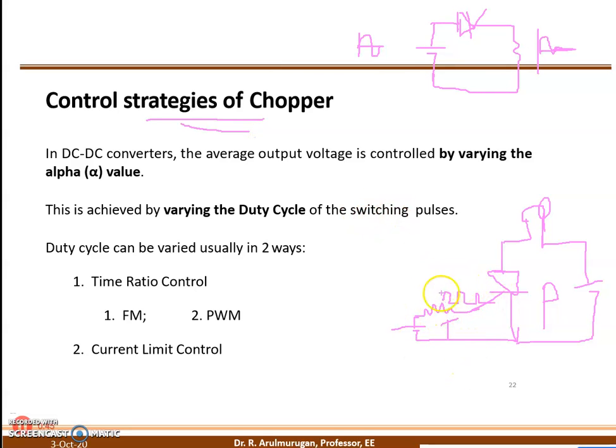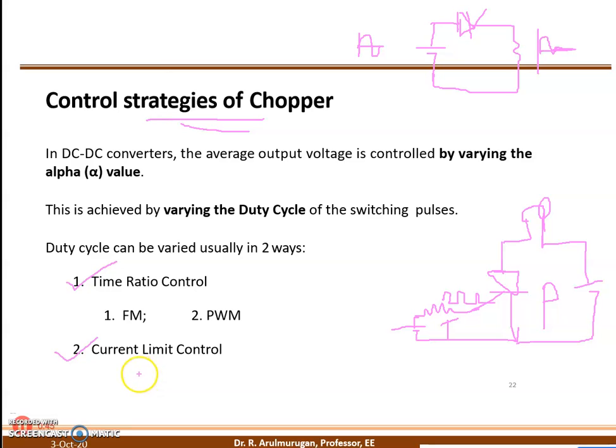In this triggering circuit, the pulse is produced. How is this pulse produced? There are generally two classified methods. One is the time ratio control method. Another method is the current limit control method. The current limit control method is nothing but a buck converter.